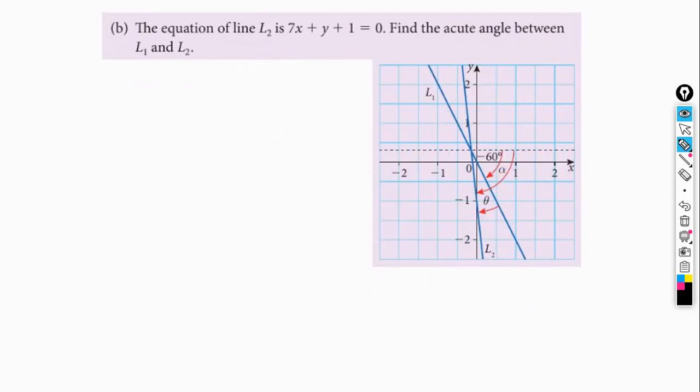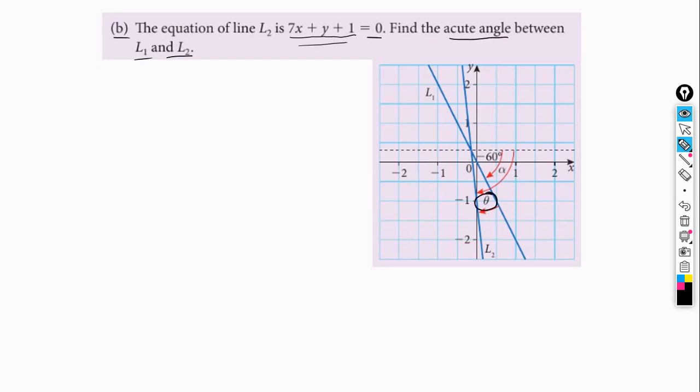Next, we're going to focus on part B of the same question, 6.18. It says the equation of line 2 is 7x plus y plus 1 is equal to 0. So they give it to us in the standard form. Find the acute angle between L1 and L2.